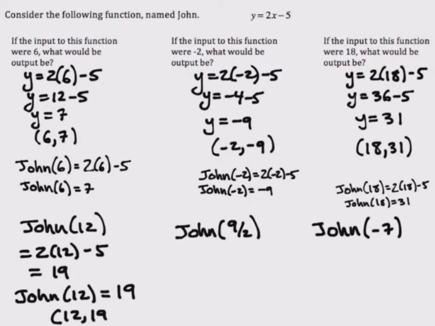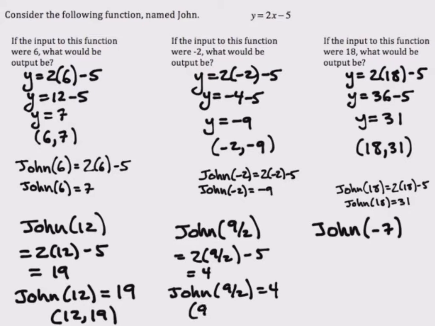I just want us to be very comfortable going back and forth between ordered pairs and function notation. Our second question asks us, please find the output when the rule John is applied to the input 9/2, or simply said, John of 9/2. Same idea. 2 times 9/2 minus 5 for a grand total of 4. So we might say John of 9/2 is 4, 9/2, comma 4 being the ordered pair.